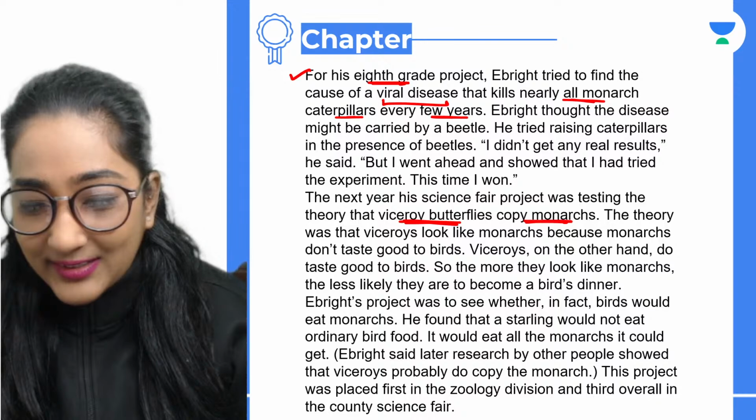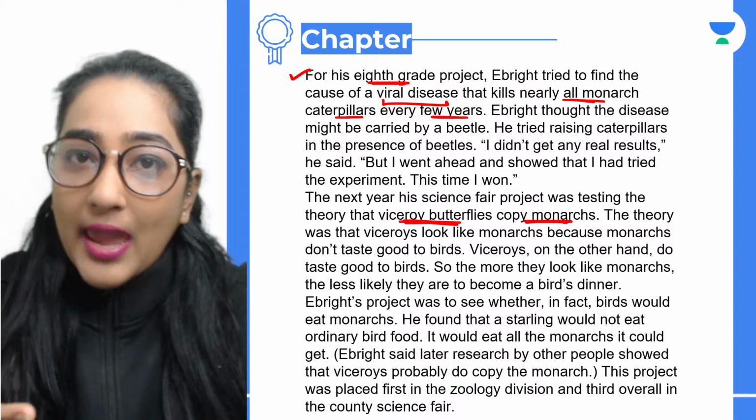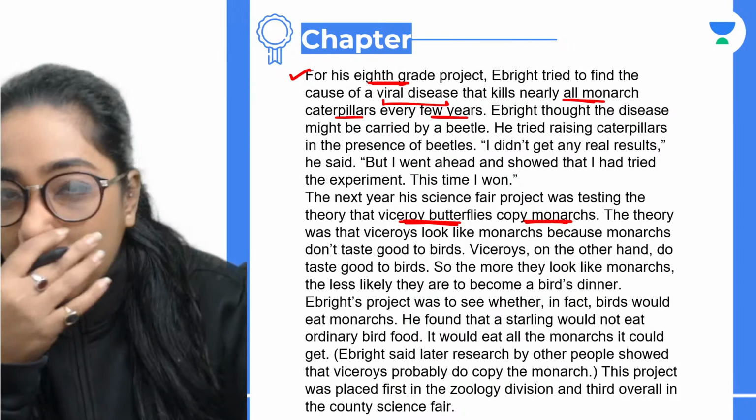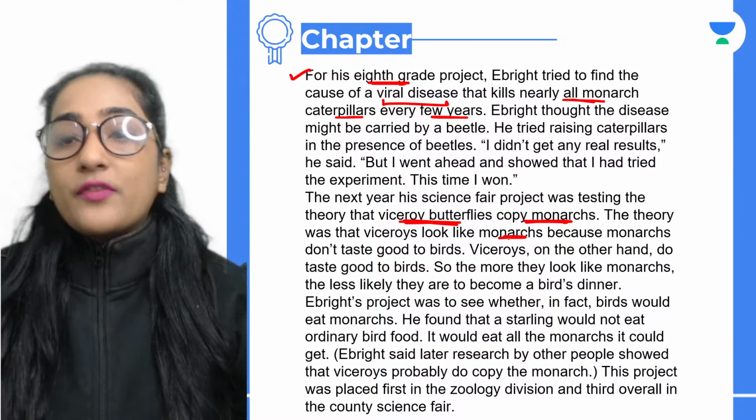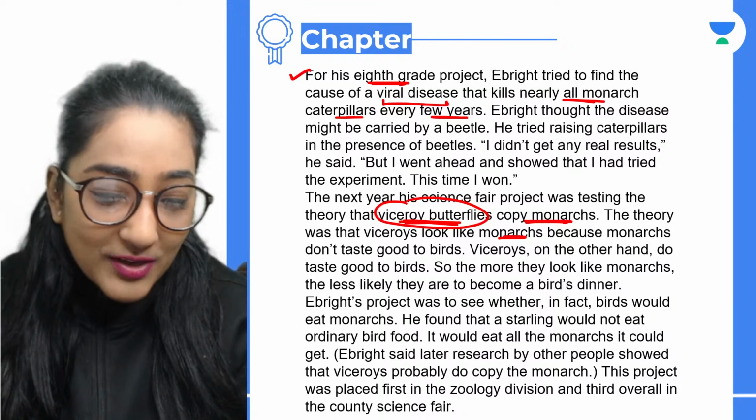Is that clear? So now he started testing the theory on viceroy butterflies. They are again one of the species of butterflies, and they copy monarchs. So somehow they are like monarchs only. The theory was that viceroys look like monarchs. Viceroy butterflies again is a species. Don't be confused. Herein we are not talking about a viceroy chancellor. Is that clear?